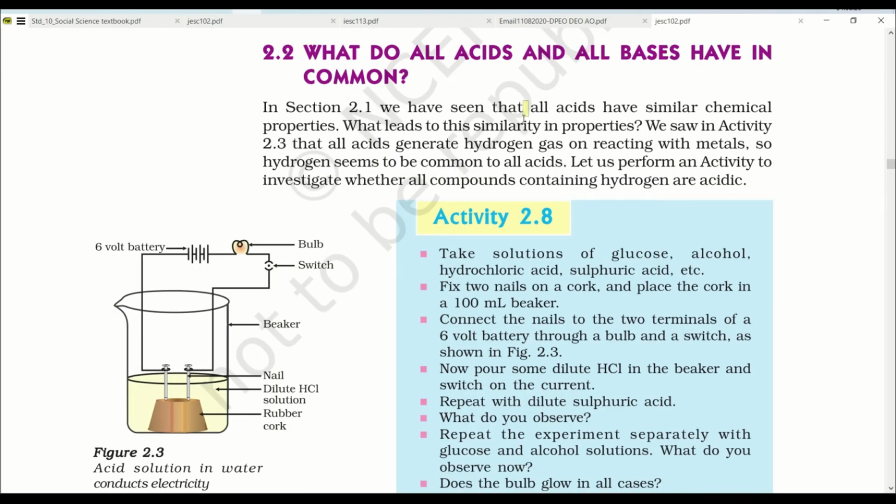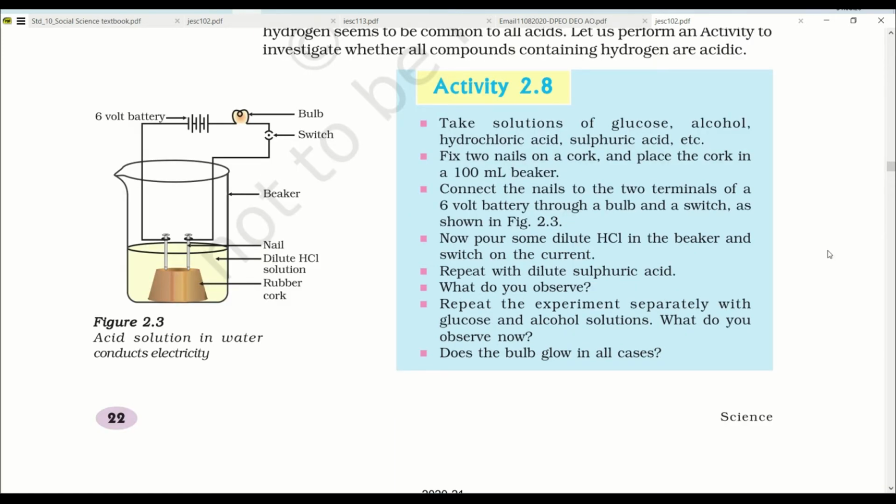All acids have similar chemical properties. Let's study about these similar chemical properties. The first one: all acids generate hydrogen gas on reaction with metals. Hydrogen seems to be common in all acids. Let's study an activity to study some more properties of acids.